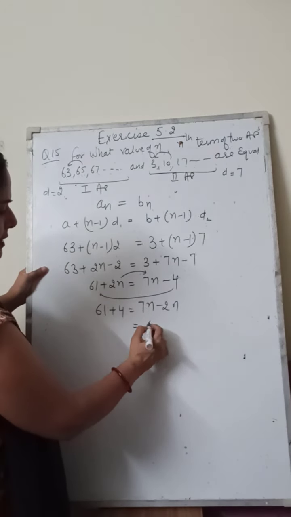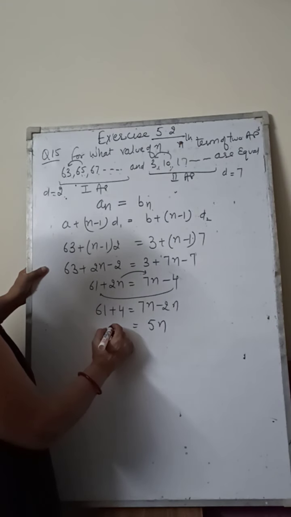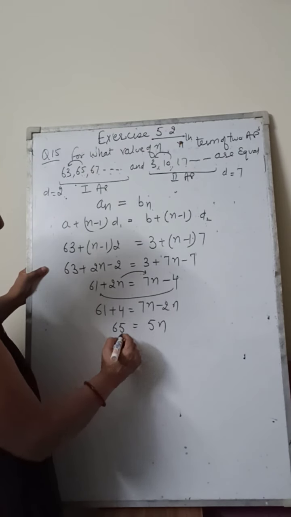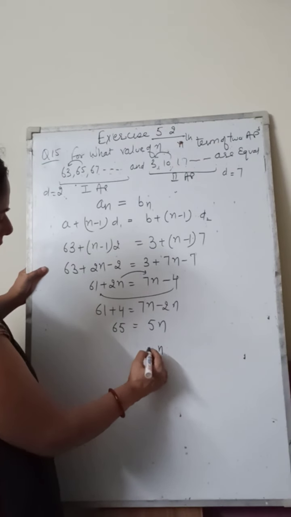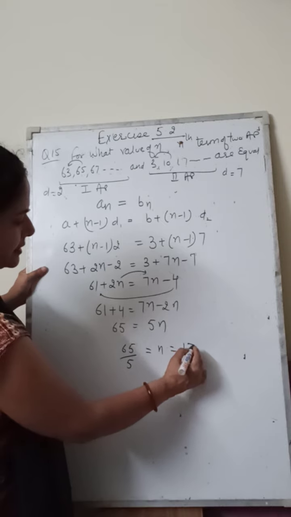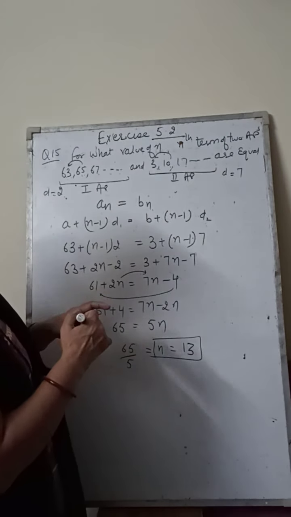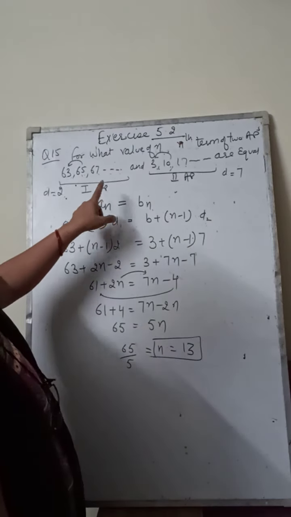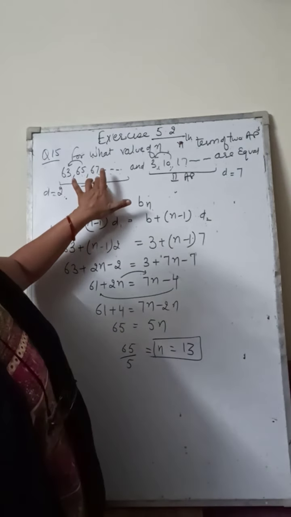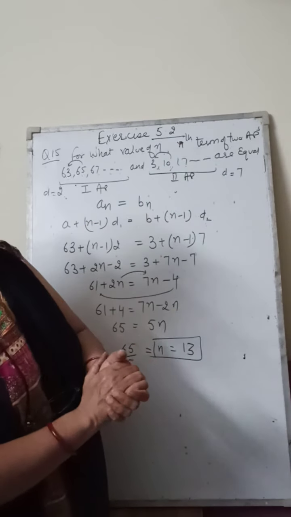7n minus 2n is equal to 5n. 61 plus 4 is equal to 65. n is equal to 65 upon 5, it is 13. So n is equal to 13. It means the 13th term of this AP and this AP will be equal.